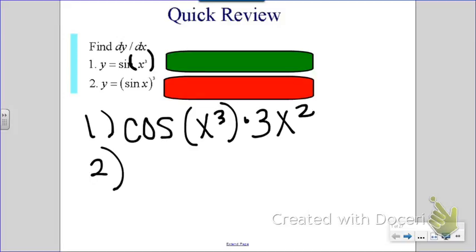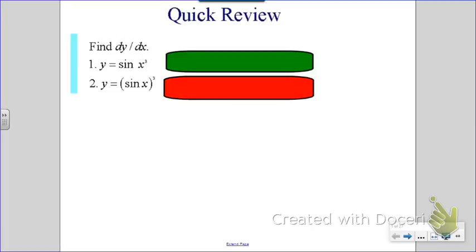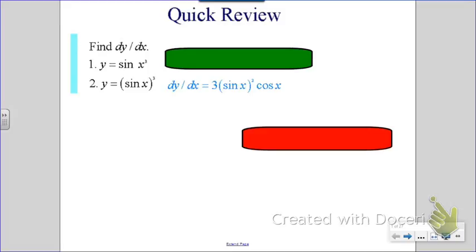For the second one, we have to bring down the power. This is chain rule. Leave what's inside the parentheses alone, subtract 1 from the power, times the derivative of what's inside. And that's it for that one. Checking the answers: there's the first one, dy dx, and there's the second one.